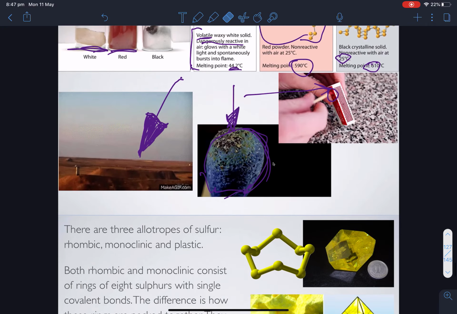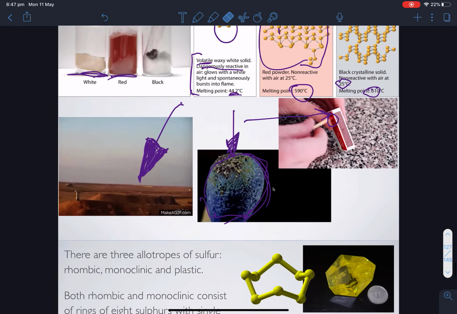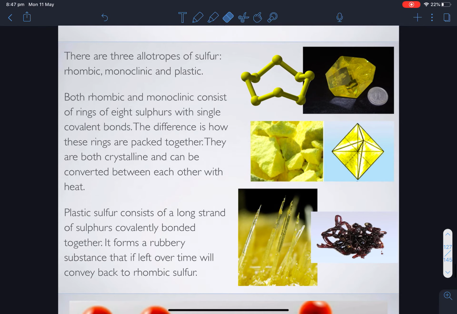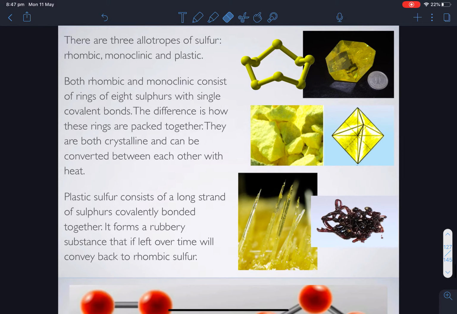Anyway, we've looked at carbon, we looked at phosphorus. Now let's look at sulfur. So 3 allotropes of sulfur. They're called rhombic, monoclinic, and plastic. Both rhombic and monoclinic consist of rings of 8 sulfurs with single covalent bonds between them. The difference between the monoclinic and the rhombic is how these rings are packed together. They're both crystalline and they can be interconverted between each other with a bit of heat.